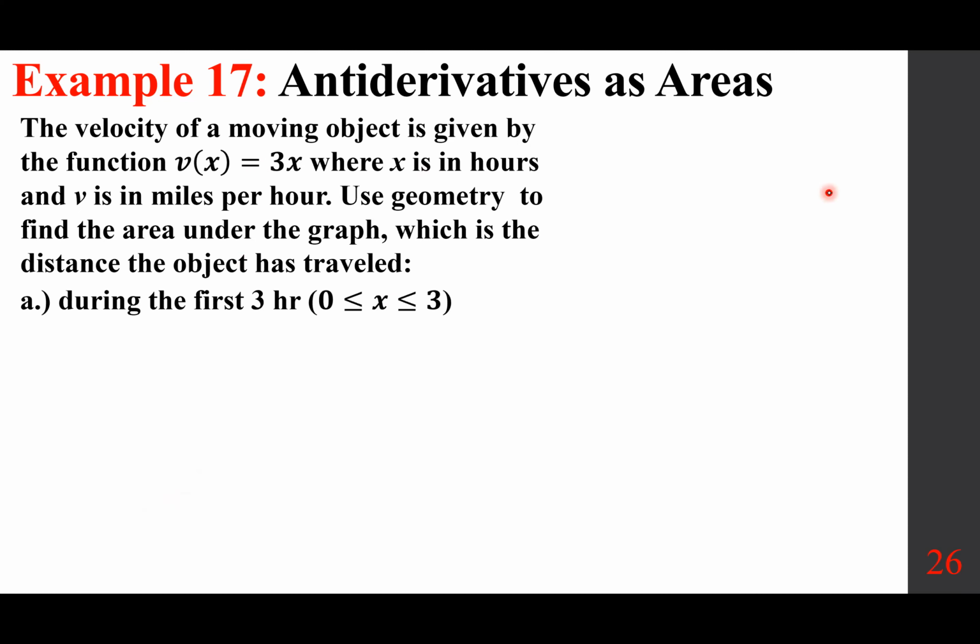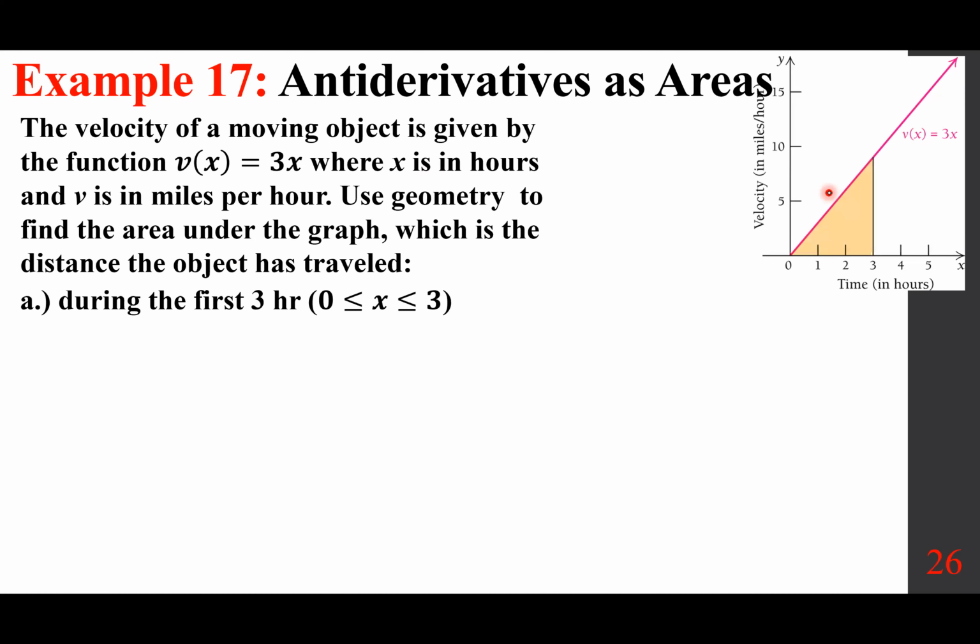So v of x equals 3x, or y equals 3x. I hope you know that it's a line that goes through the origin and has a slope of 3. I'm going to assume everybody can graph this. It's very simple: 0, 0. And then, just for the sake of argument, if you plug in x equals 1, it becomes 3. So this would be 1, 3. So you can draw this. And because we are dealing with velocity and time, we don't have a negative side. Okay, so during the first 3 hours, that means we want this area.